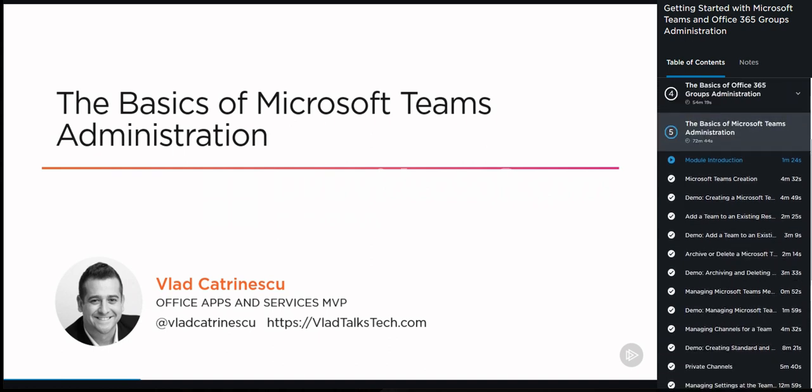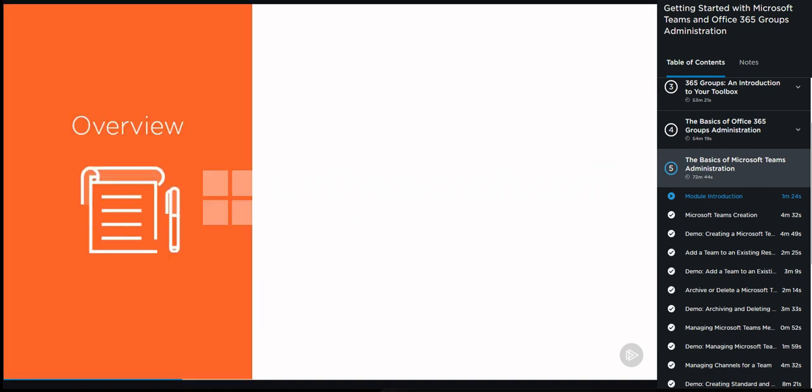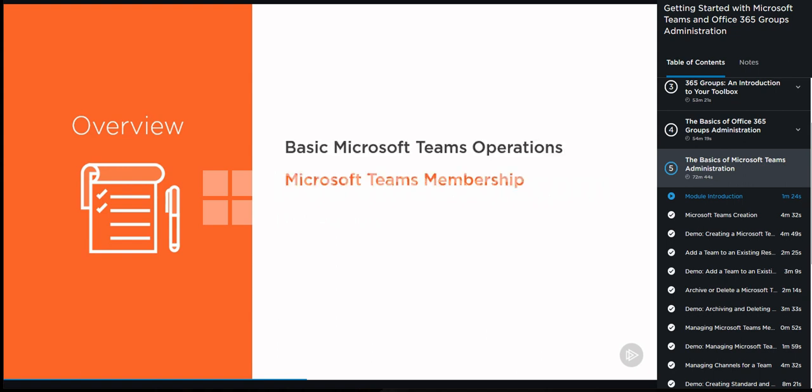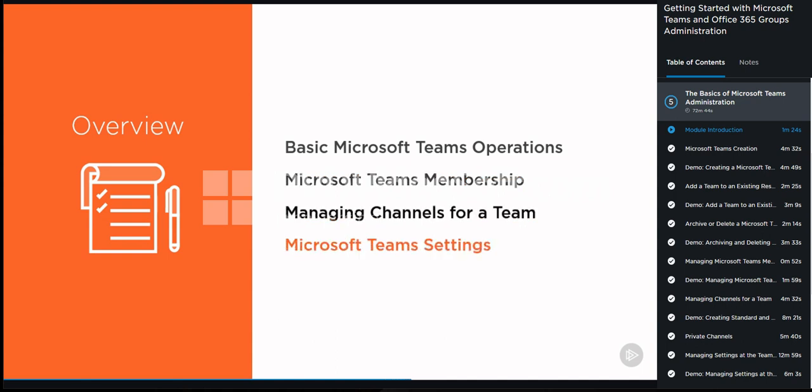In this module, we will learn the basics of Microsoft Teams administration. We'll first start by learning the basic Microsoft Teams operations such as creating from scratch or adding teams to an existing resource, as well as archiving and deleting teams. We will then learn how to manage Microsoft Teams membership, whether for the team or for the private channel inside of the team, and we will then learn how to manage channels inside of our teams, and finally, how to manage the team and channel level settings.